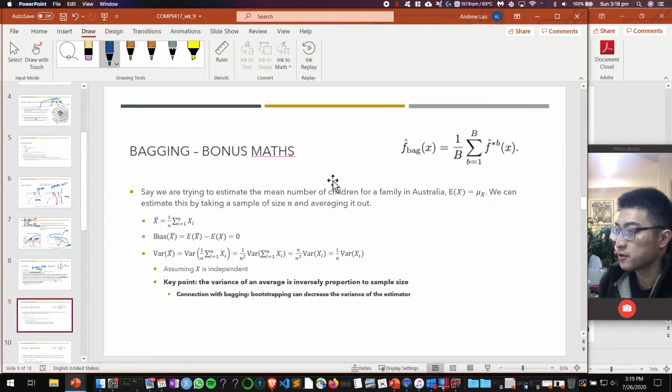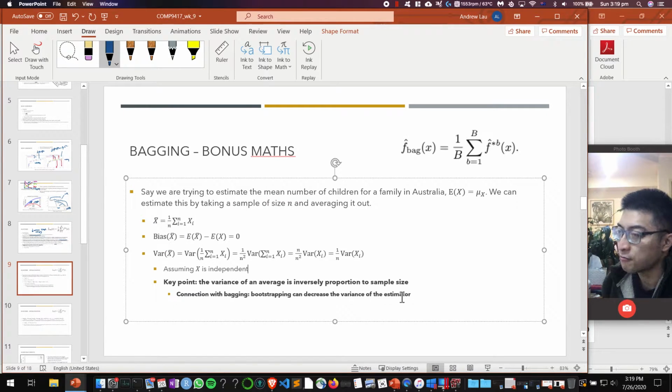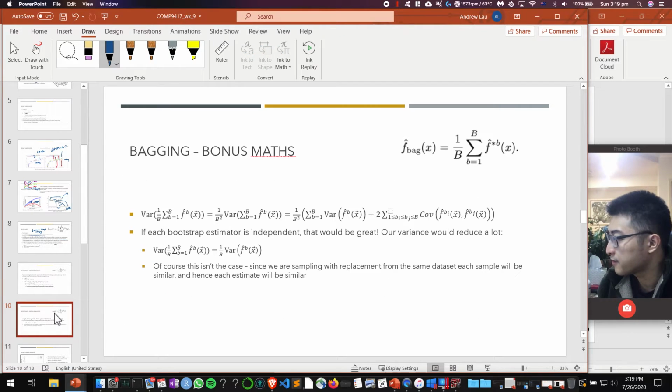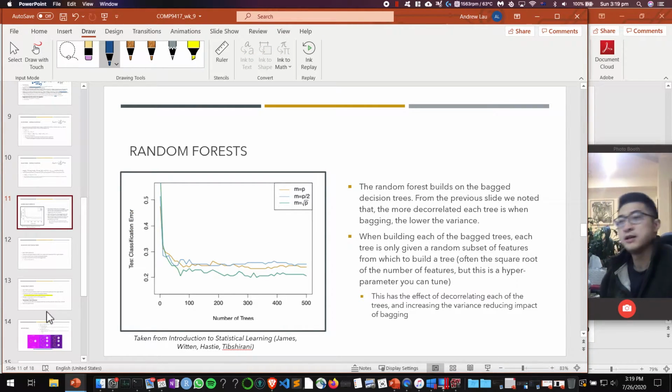On the following page, I've just got a bit of background maths. You don't need to know it. It talks about variance and so on, just some ideas as to why bootstrapping can decrease the variance, but we don't really need to cover it. Cool. So that's bootstrapping. We can apply it to anything really, but in this context, we're looking at it in terms of decision trees, right? And it's great because decision trees are a low bias, high variance estimator.